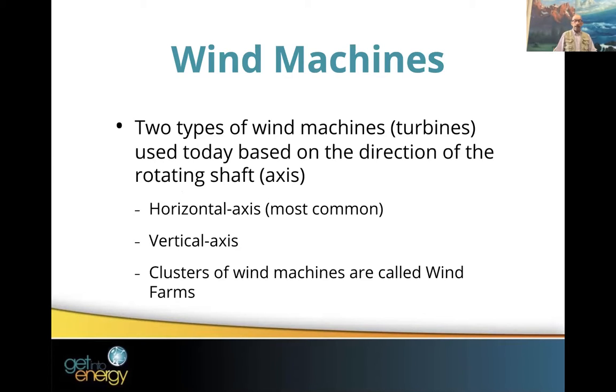If you know anything about air, warm air has a tendency to rise and cooler air has a tendency to sink. And so therefore, we have what we call convection currents. What I usually say is that those are natural wind-making machines. Two types of wind machines, turbines, are used today based on the direction of the rotating shaft, its axis. Horizontal axes are the most common. Vertical axis. Clusters of wind machines are called wind farms.